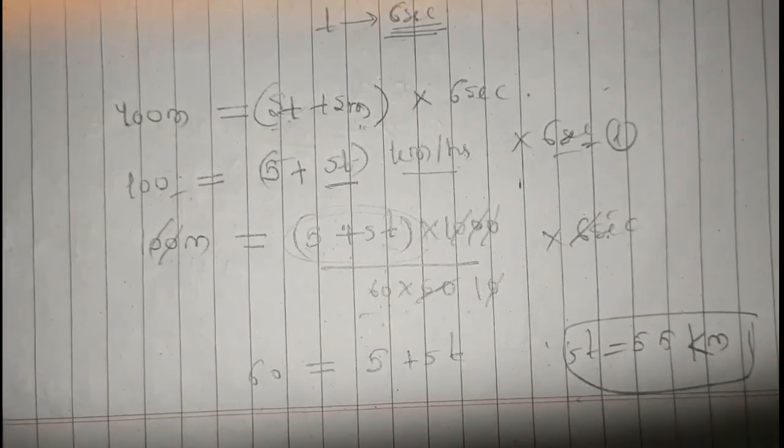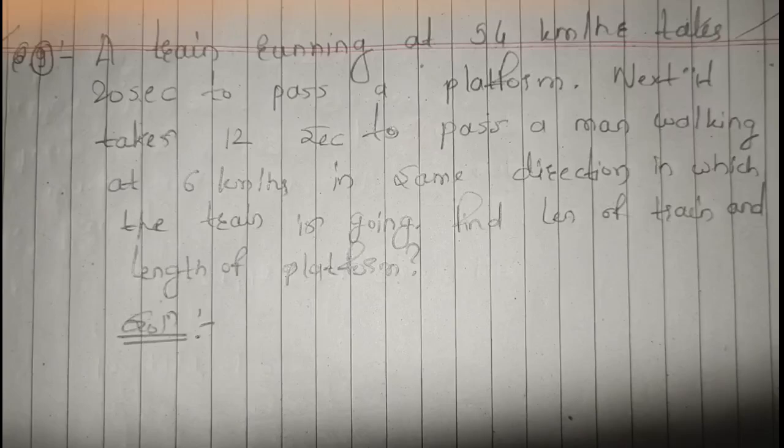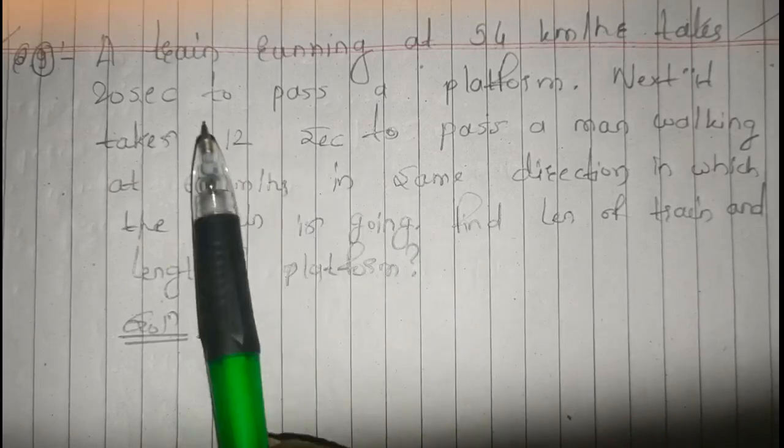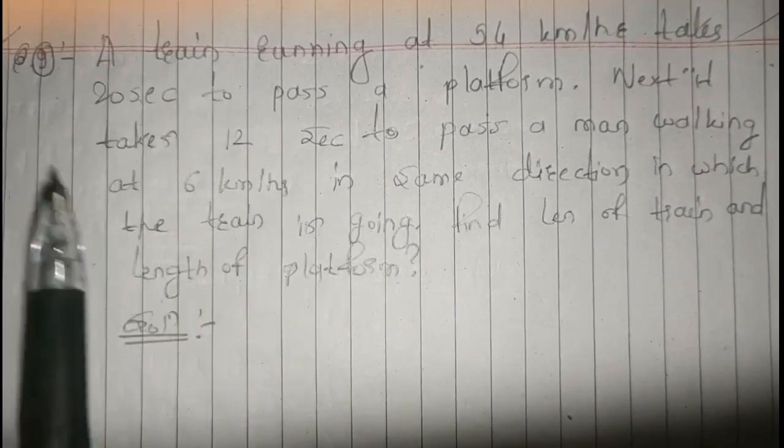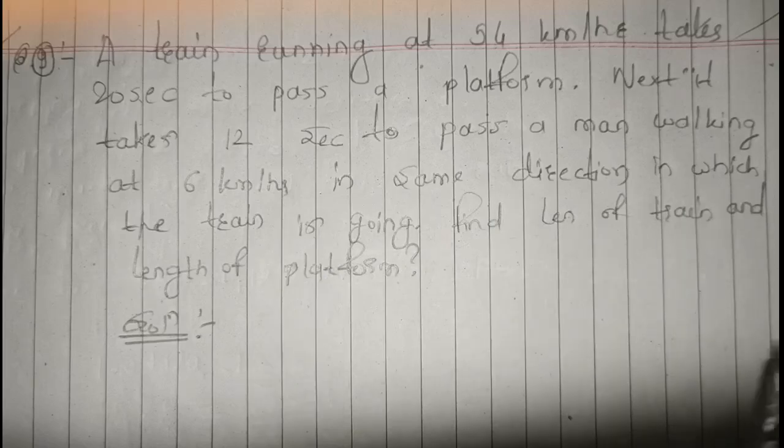So this is our 9th question. Here we have two scenarios. Our first scenario is that a train running at 54 kilometer per hour takes 20 seconds to pass a platform. So this is our first. And next, it takes 12 seconds to pass a man walking at 6 kilometer per hour in the same direction in which the train is going.